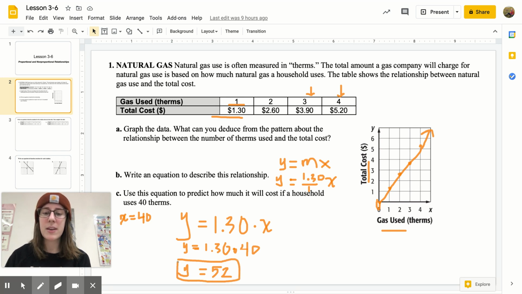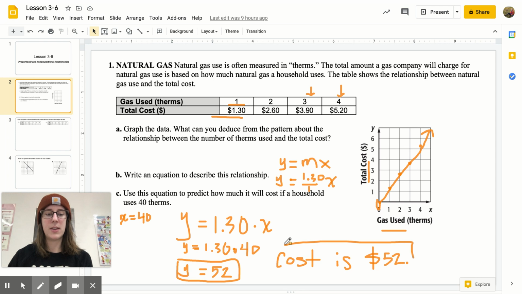So y equals 52. So the cost, remember word problems, we answer in words. So the cost is $52. So 52 bucks. And that is your final answer right there.